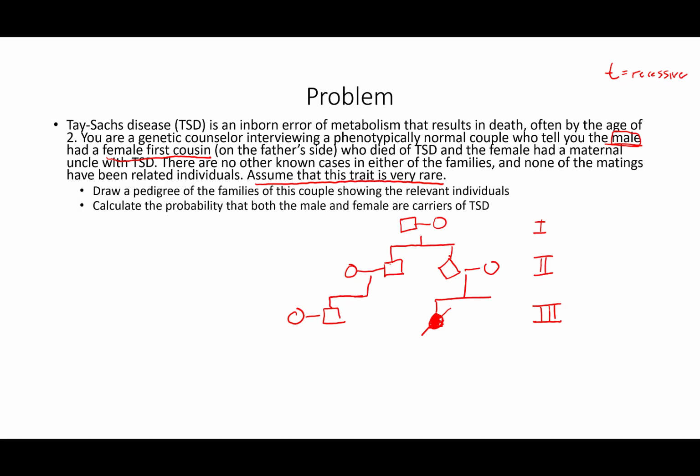Okay, now on the female side, it said she had a maternal uncle with Tay-Sachs disease. So here we're going to come over and go up. Here's her father, mother. We're going to go up from the mother. She had a mother and a father. They had kids. And one of those kids was a male who had Tay-Sachs disease and died. Okay? That's basically the pedigree that we've drawn.